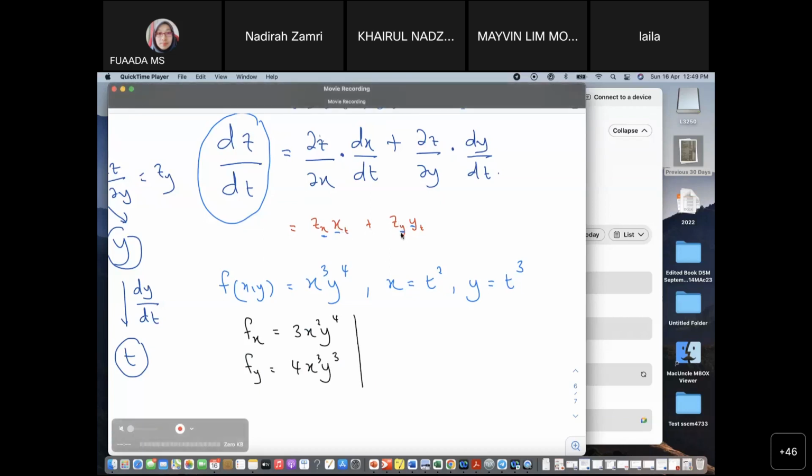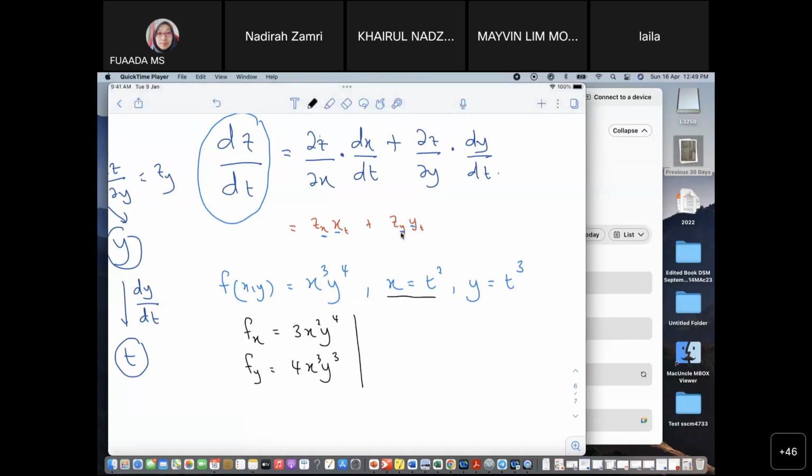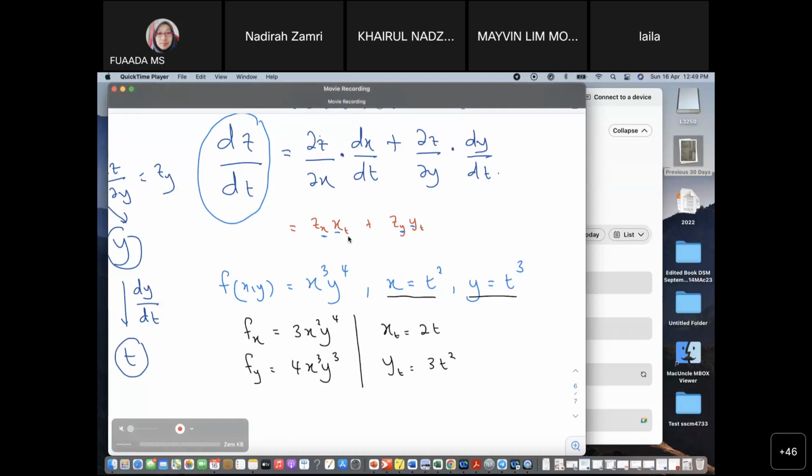And x_t and y_t. You just take x here, differentiate with respect to t. So you have x_t, you get 2t here. And then y_t, use the y function, and you get 3t squared. So now you have four things that are needed in the chain rule formula here. So you just multiply them.